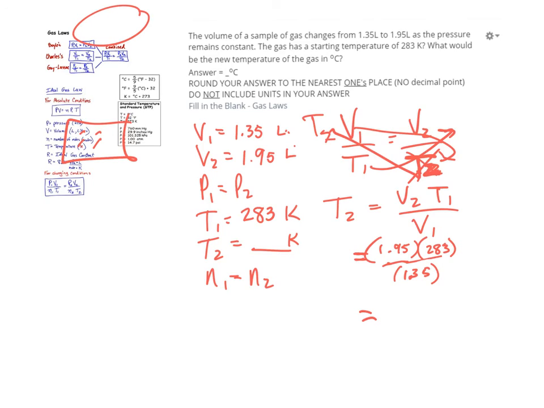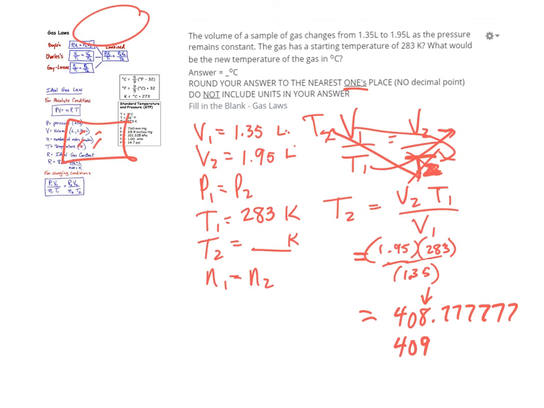And calculator says 1.95 times 283 divided by 1.35. Calculator says 408.777777. All right. Round your answer to the nearest ones place. Ones place. That's right there. The 8 followed by 7. I'm going to call it 409. 409. No decimal places.